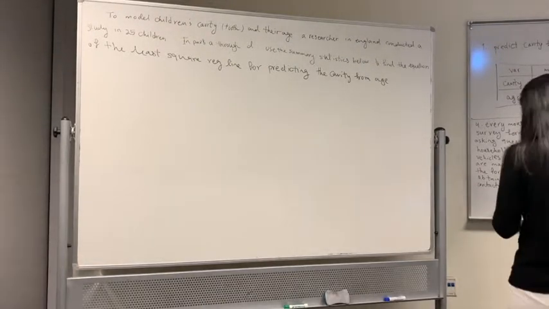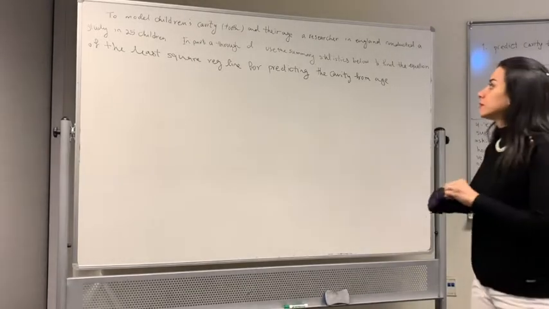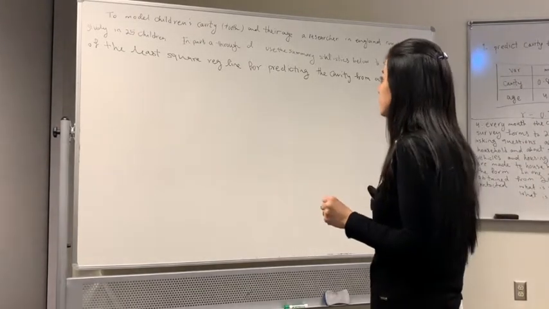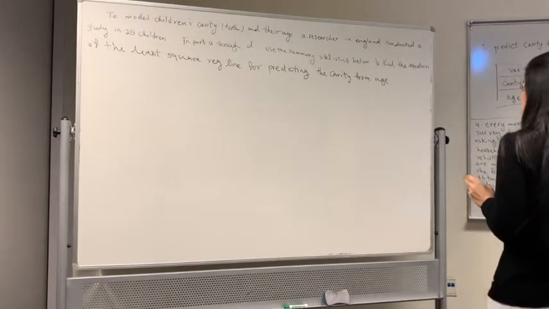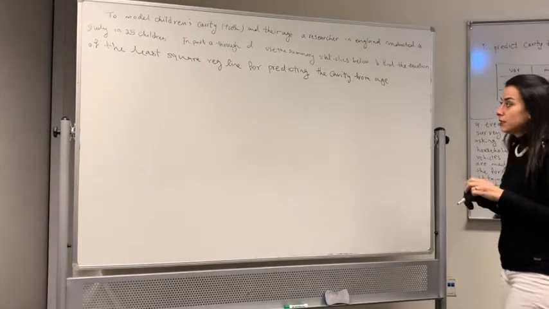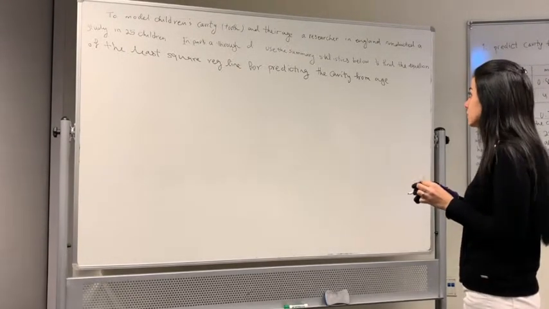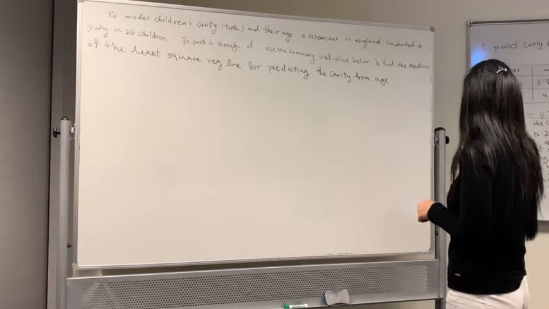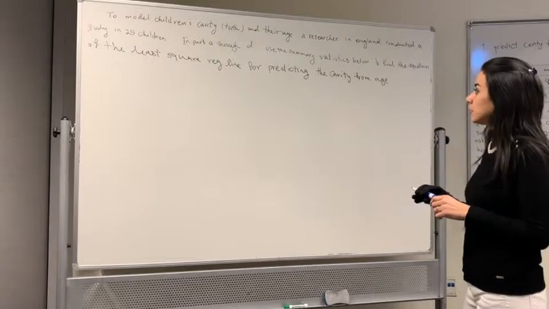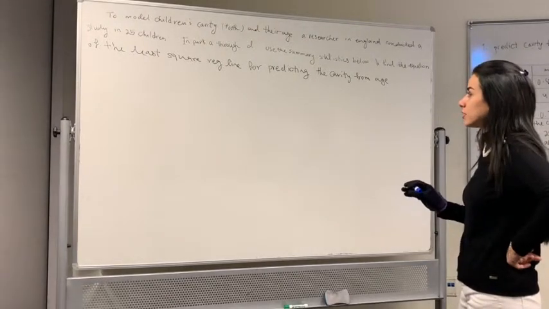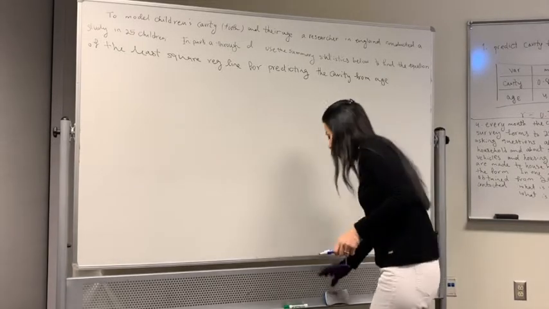Okay, so the first question says, to model children's cavity and their age, a researcher in England conducted a study in 25 children. In parts A through D, use the summary statistics below this table to find the equation of the least square regression line for predicting the cavity from age.